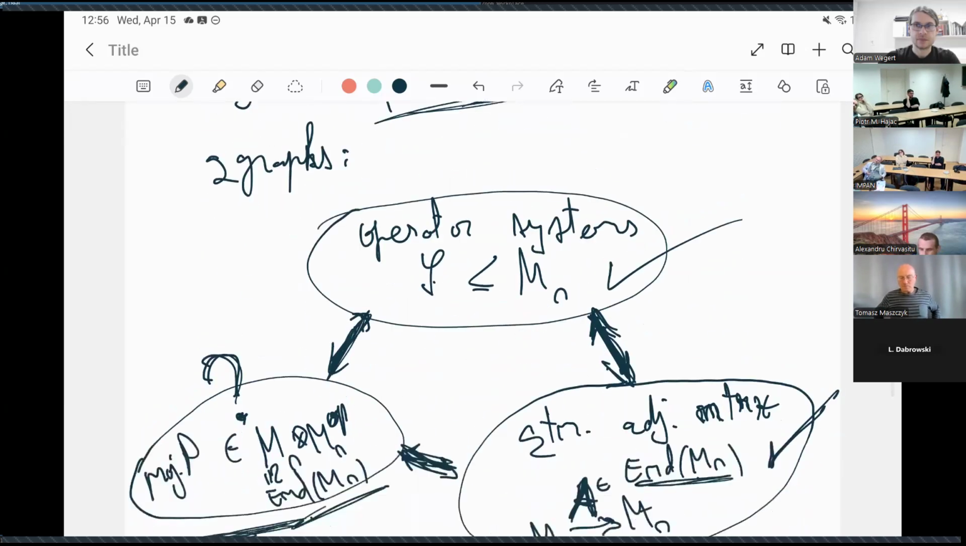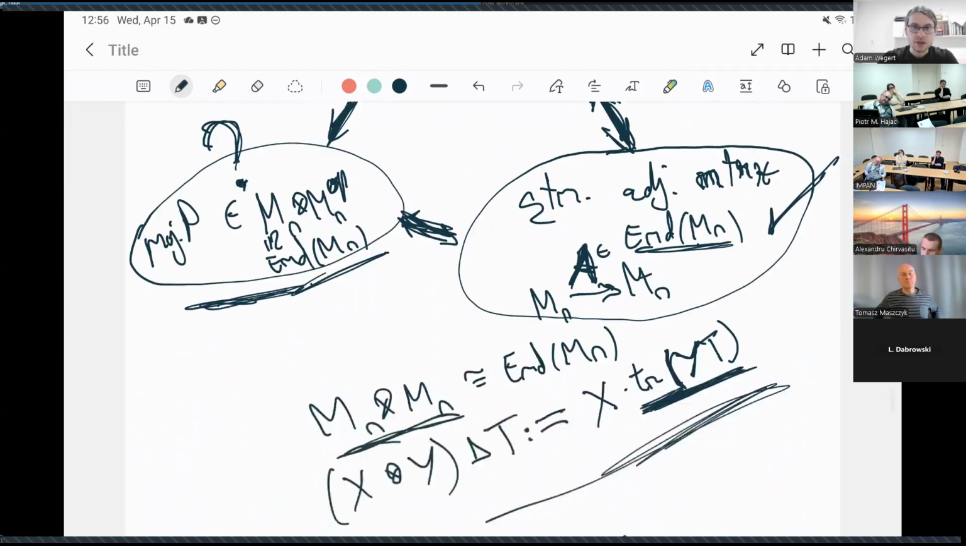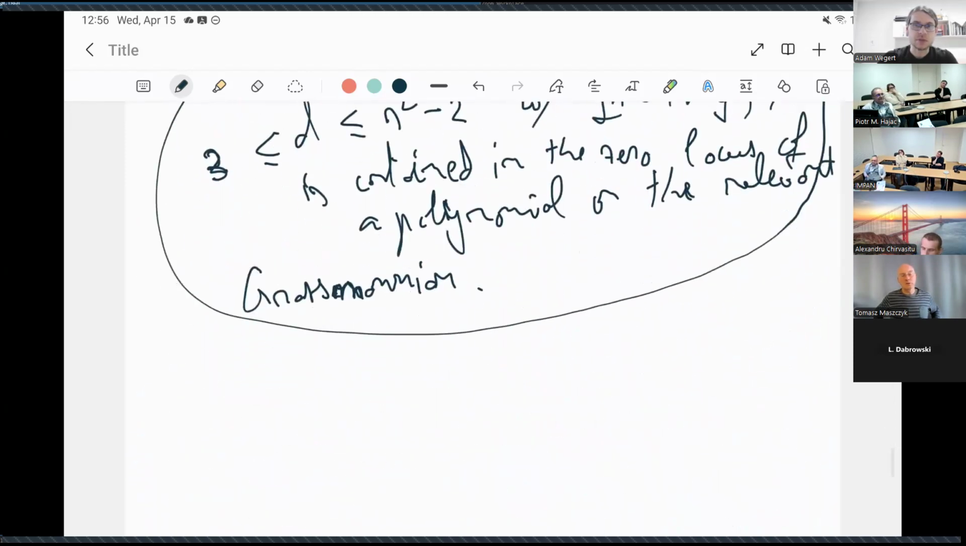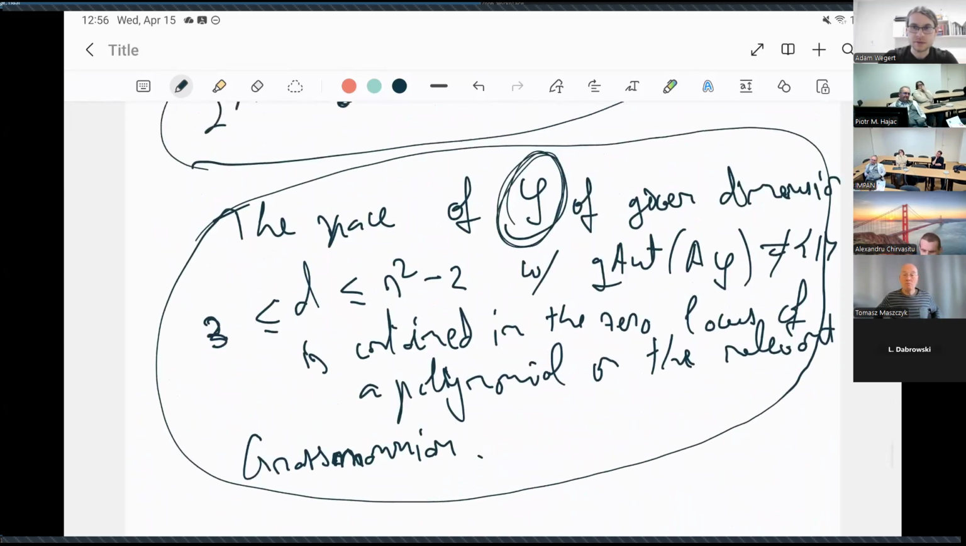Okay, Adam. Yes, I still have one quick question. If you could go back to the end of your talk. My question is, what is special about n squared minus 2? Oh, this is a very simple matter. Remember, S needs to contain the identity. So, in fact, I want to tell you about both bounds, 3 and n squared minus 2.